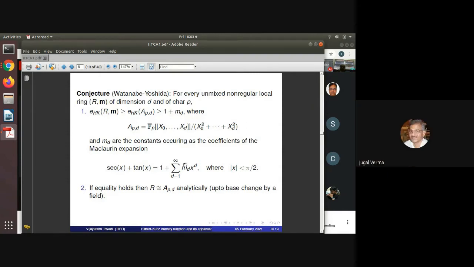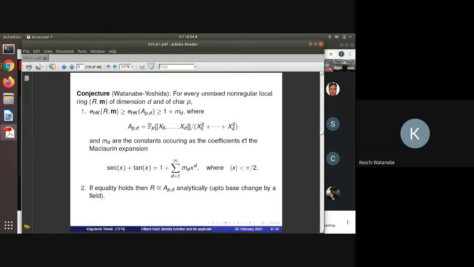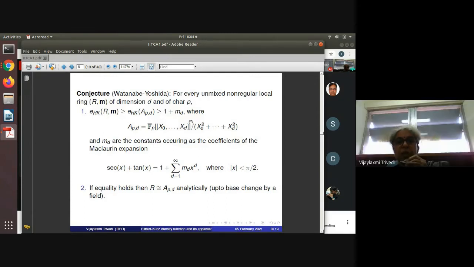There's a question. The formula for secant plus tangent was found by Monsky, not by us. Which formula? The sec x plus tan x formula you are writing. Yes, that was found by Monsky, not by us. Okay, thank you. But I saw this formula in your paper. It's not found by us, and perhaps we wrote about that in the paper. Okay, I understand. Thank you.